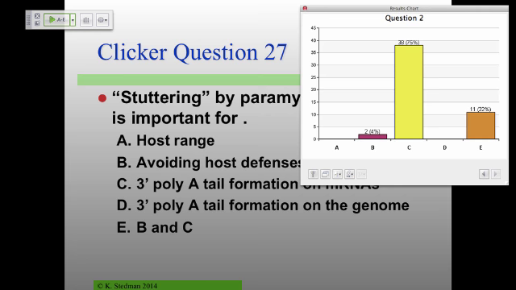Because these are negative strand RNA viruses, so you don't want to have a poly A tail on the genome. It would be totally worthless. So poly A tail formation on messenger RNAs. Yeah, I like that.